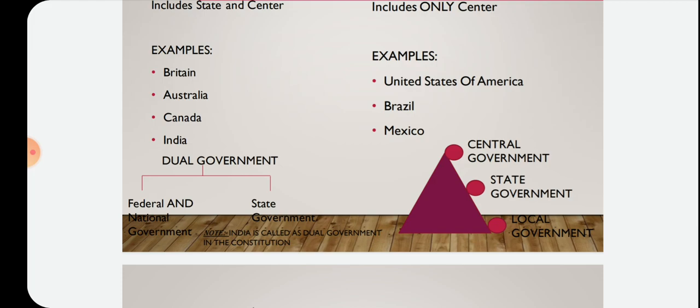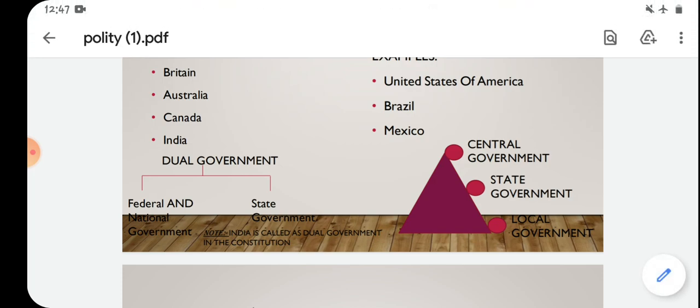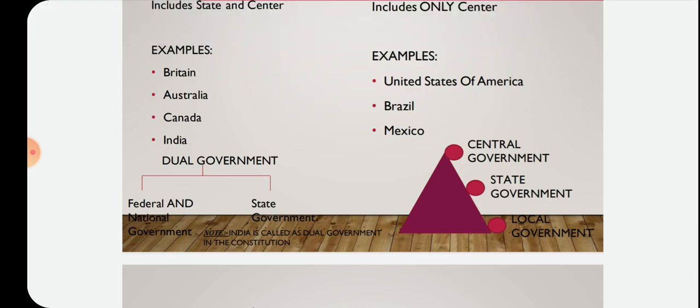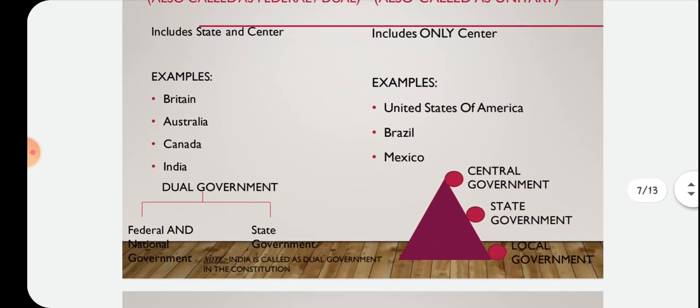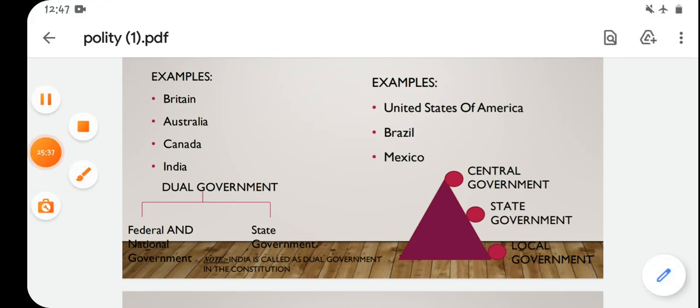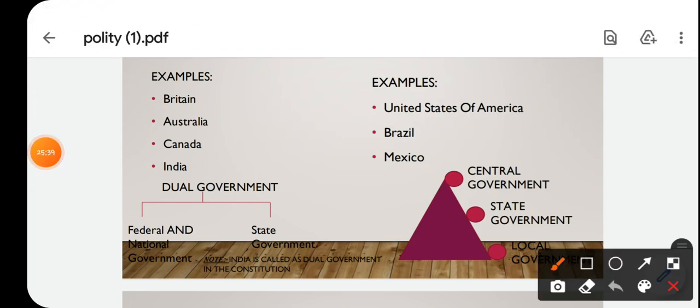Like if the state wants to make any separate laws, the state can make separate laws for its state. If the local bodies want to make certain laws, the local bodies can also make certain laws. They are independent. This happens in parliamentary government or in federal government. Getting my point? But what is presidential government or what is unitary government?